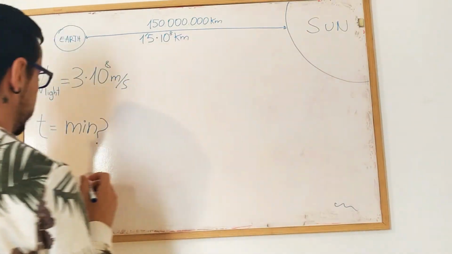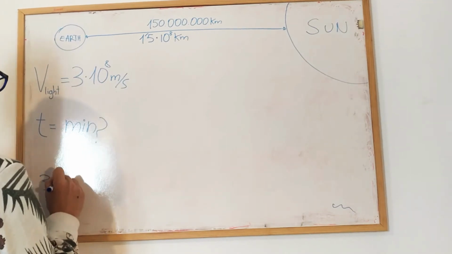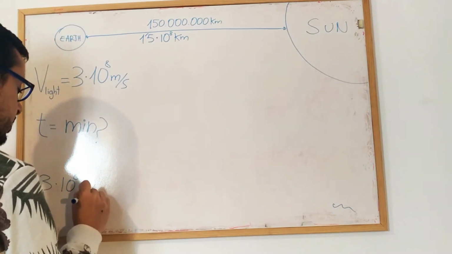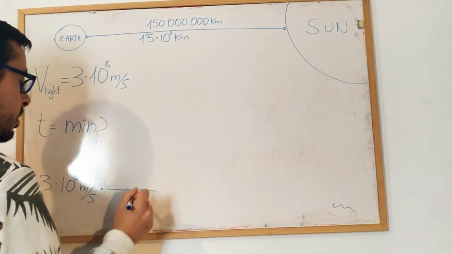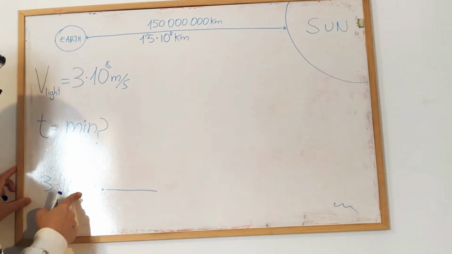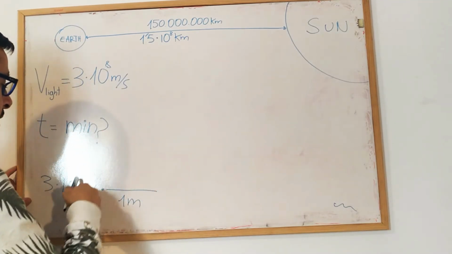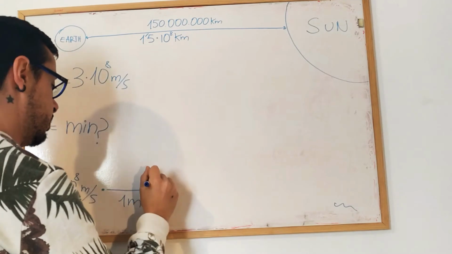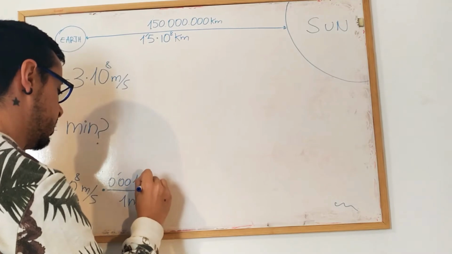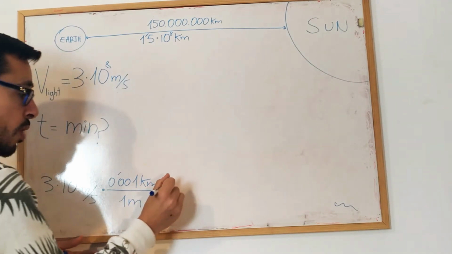So first of all, we are going to do conversion factors, and we know that 3 times 10 raised to 8 meters per second, we have to put it in kilometers per minute. So meters is above, so I'm going to put it below. So 1 meter equals, we have to put it into kilometers. 1 meter is 0.001 kilometers.